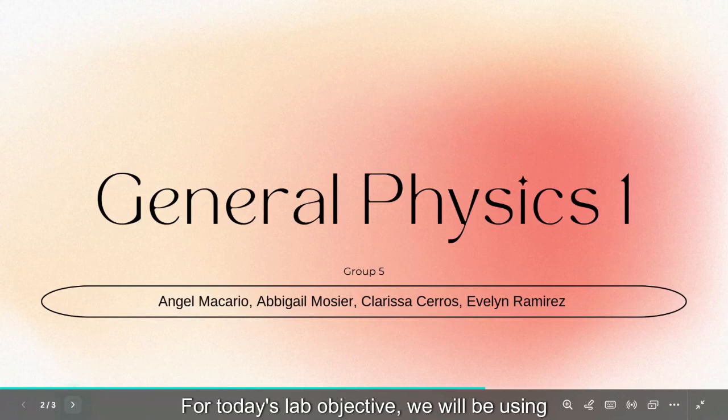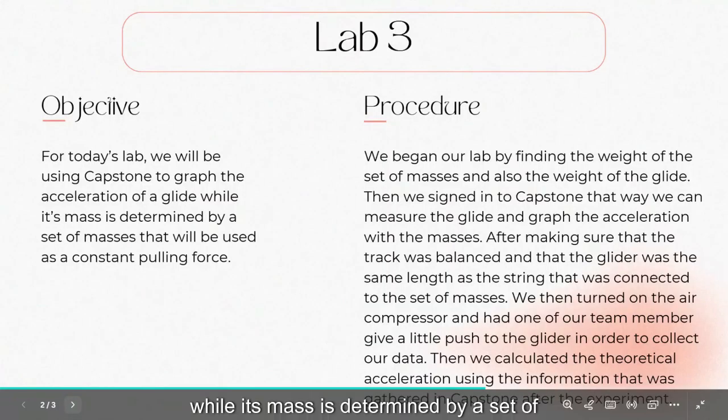For today's lab objective, we will be using Capstone to graph the acceleration of a glider while its mass is determined by a set of masses that will be used as a constant pulling force.